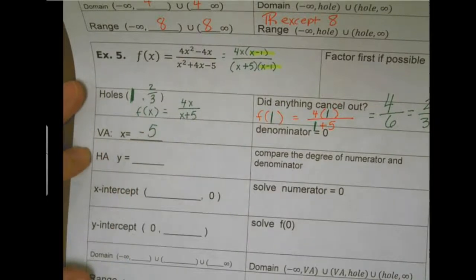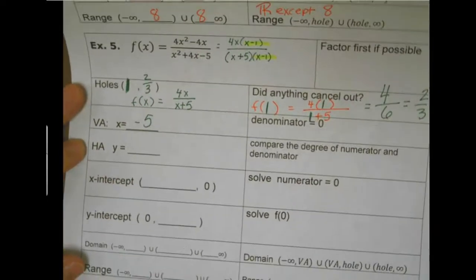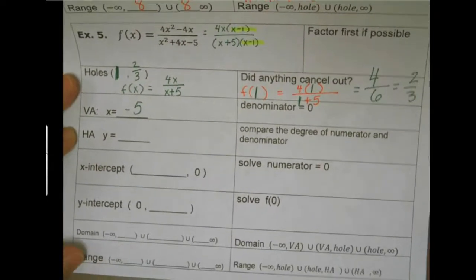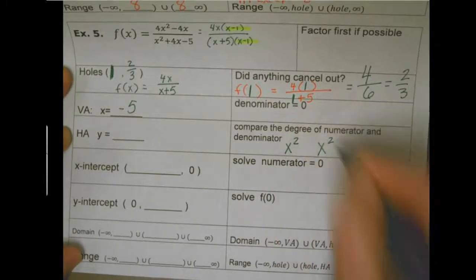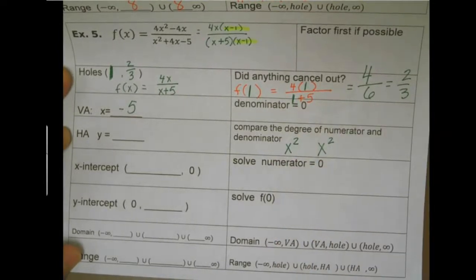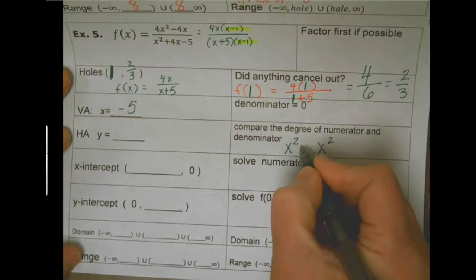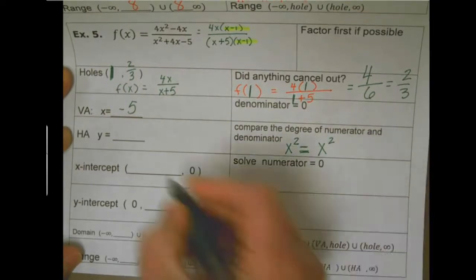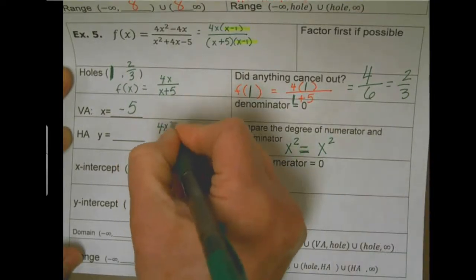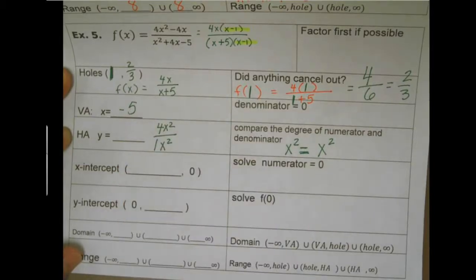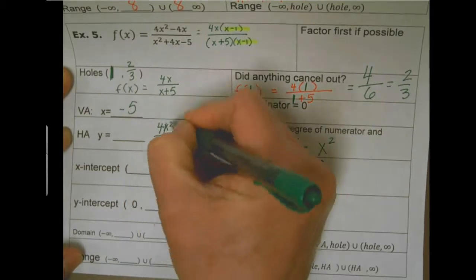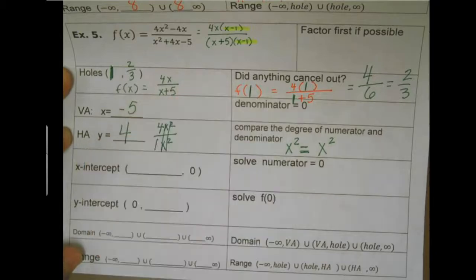We figured out the vertical asymptote yesterday. For the horizontal asymptote, we'd compare the degree on top with the degree on bottom. What do we notice about that? They're the same, so we have 4x squared on top and 1x squared on bottom. And what's going to happen to my x squareds? And so this is going to be just 4.